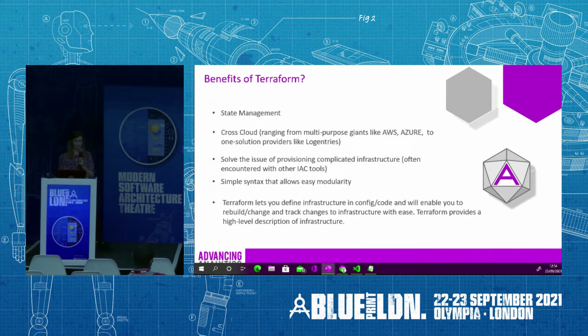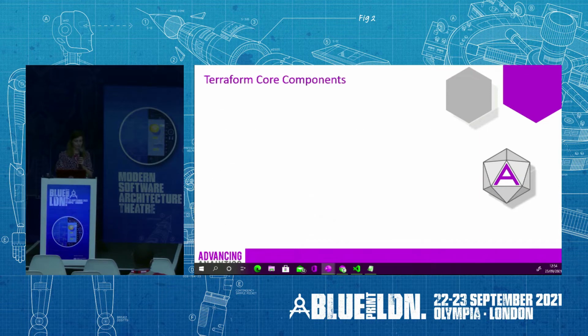Terraform provides high-level descriptive infrastructure. Terraform has two core components, and this is really key to remember when you're working with Terraform. We've got the Terraform CLI, which is like the compute that sits over the top. And then we've got the Terraform language itself, which is the language that you write your blueprint in, your infrastructure as code.